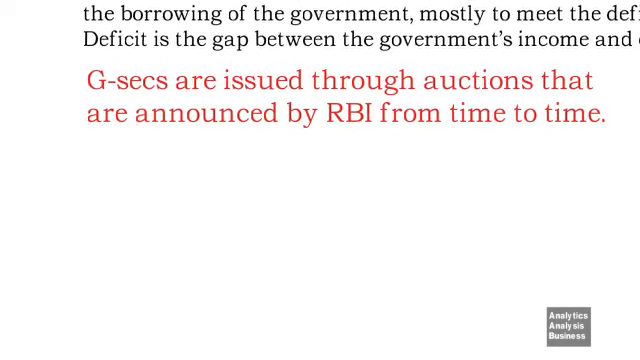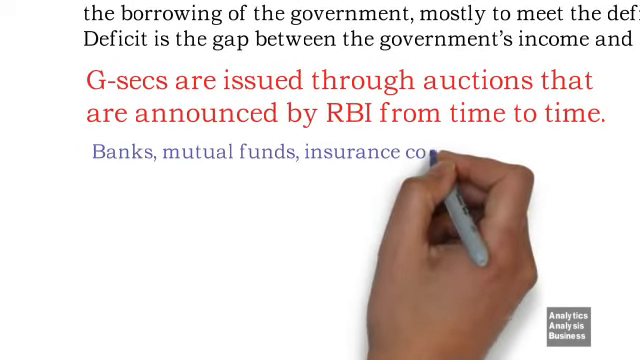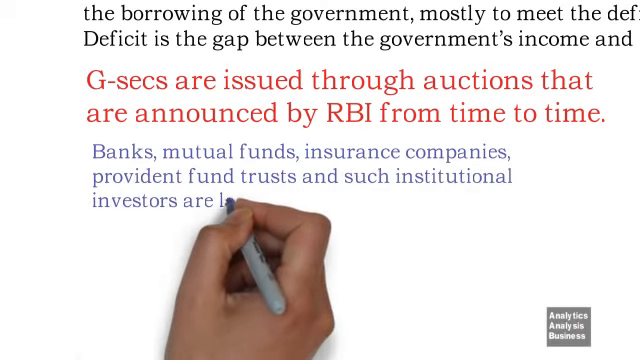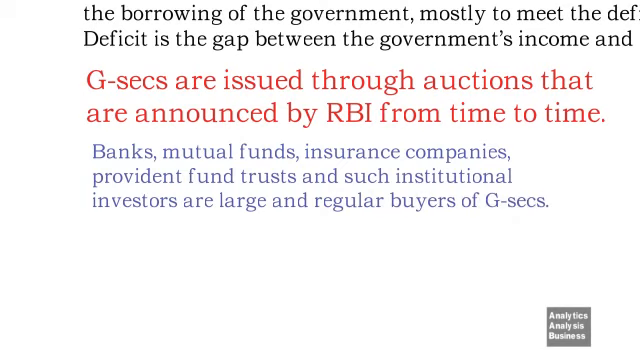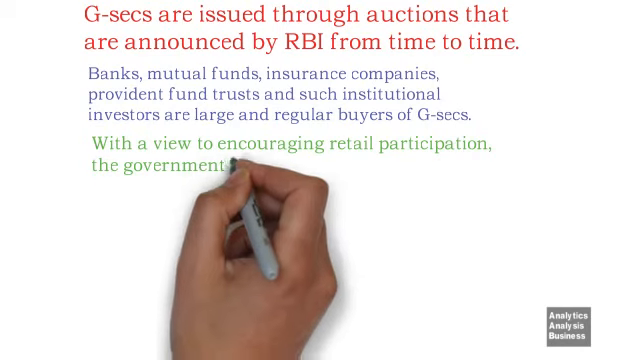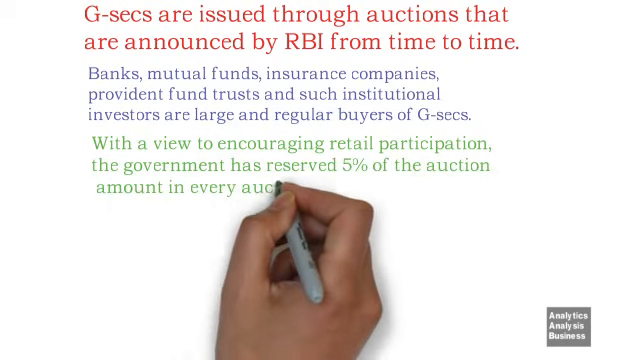Banks, mutual funds, insurance companies, provident fund trusts, and such institutional investors are large and regular buyers of G-secs. With a view to encouraging retail participation, the government has reserved 5% of the auction amount in every auction for non-competitive buyers, including retail investors.